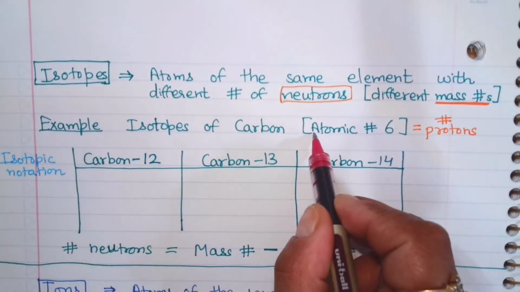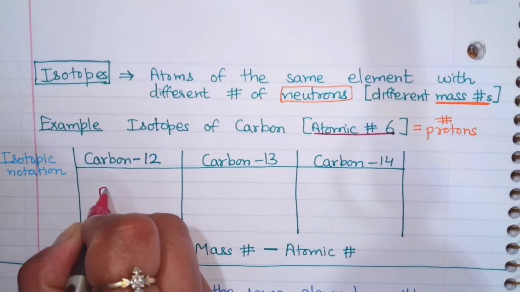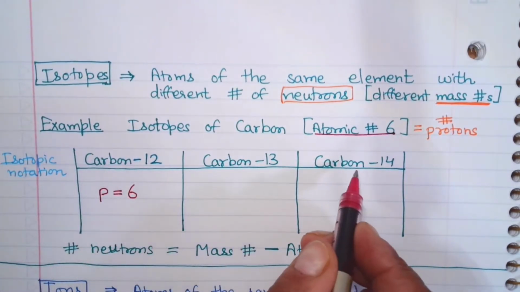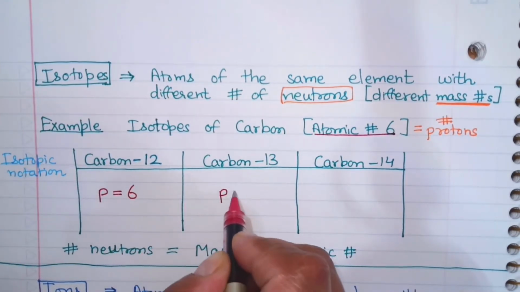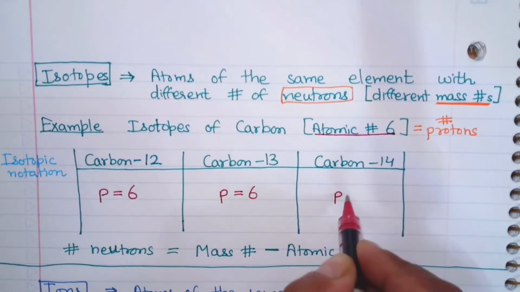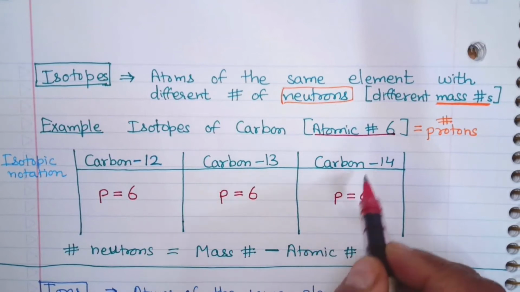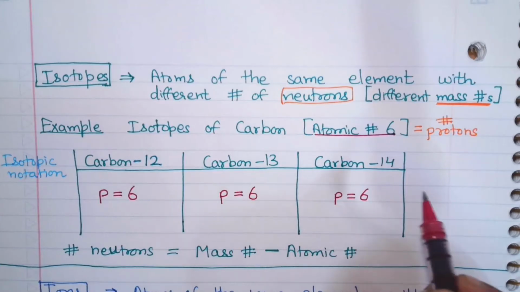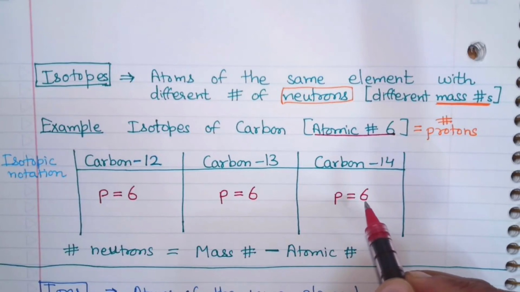Now since carbon has an atomic number of 6, the number of protons would be 6. Since we have all the same carbon atoms, they only differ in the mass numbers. So each of the carbon atoms should have 6 protons, right? Because the number of protons is specific for a certain element. You cannot change them. If you change the number of protons, you end up with a new element, right? For example, nitrogen has 7 protons because its atomic number is 7.